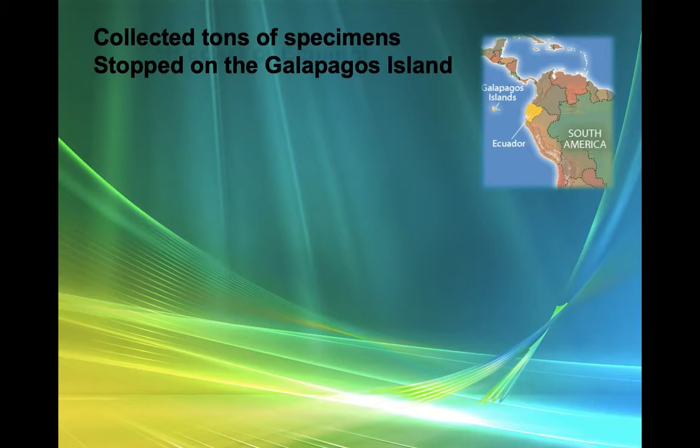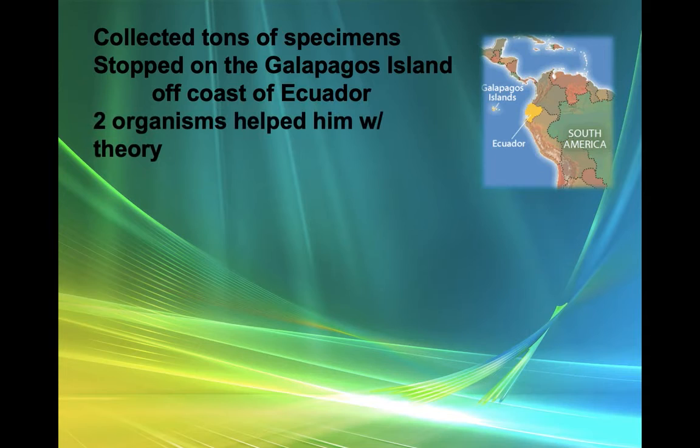So they get over to the Galapagos Islands, which are off the coast of Ecuador in South America. And Darwin finds all of these different organisms. They're so interesting to him, but two organisms actually helped him much later with this theory. He didn't see the tortoises of the Galapagos and say, hey, evolution by natural selection. That's not really how it happened. The giant tortoises of Galapagos Island were very, very important to him developing his theory.